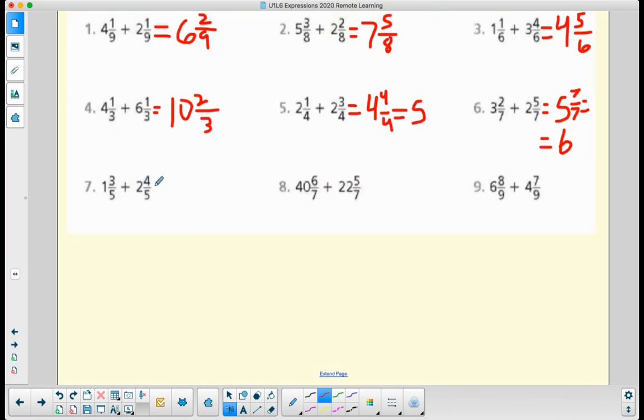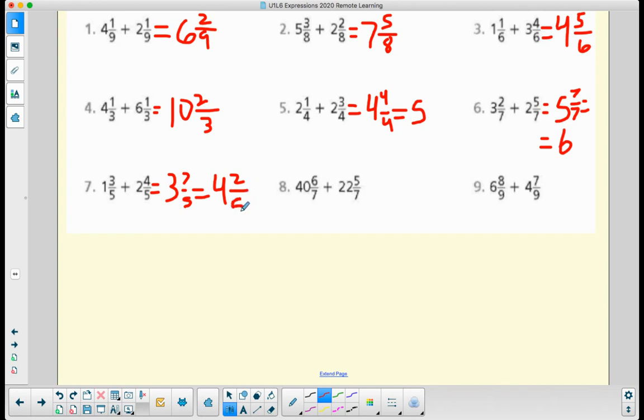1 3/5 plus 2 4/5. 1 plus 2 is 3. 3/5 plus 4/5 are 7/5. I notice 7 is greater than 5, so I know I can take a whole out. I know that 3/5 plus 4/5 is less than 1 plus 1, so it's less than 2. I can only take one whole out. I'm going to group 5/5 to give myself one more whole. 1 more than 3 wholes are 4 wholes. After I grouped 5 of the fifths, I have 2/5 left.